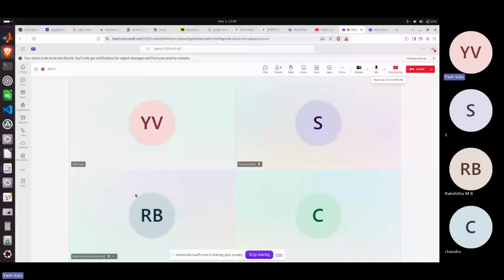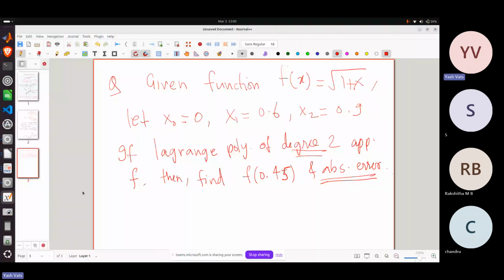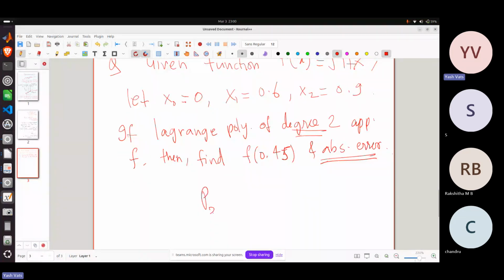Yes, I think if you have tried it, just let me know. Okay, so in this you just need to find what is your P2. I just use P2x, right? Have you tried it, anyone? What is P2x? You haven't tried it then.